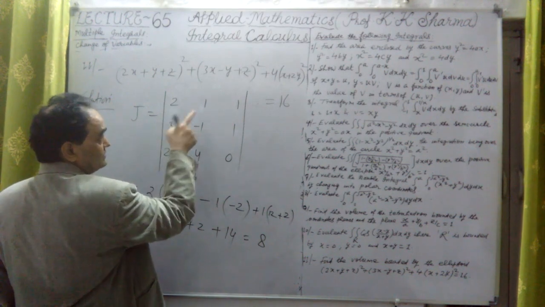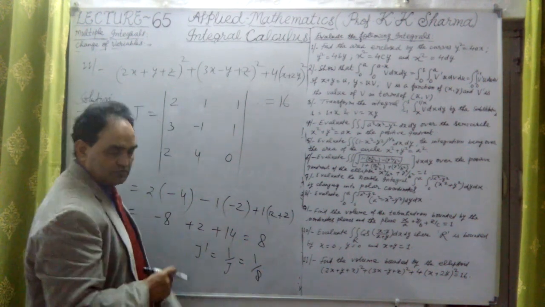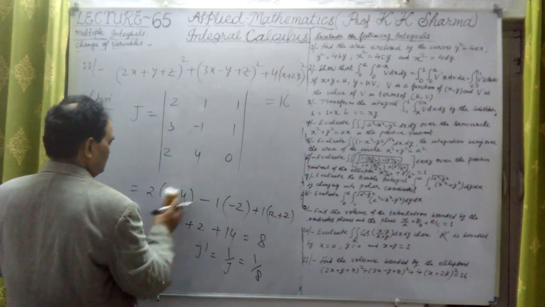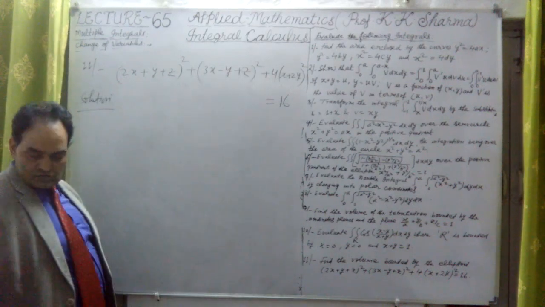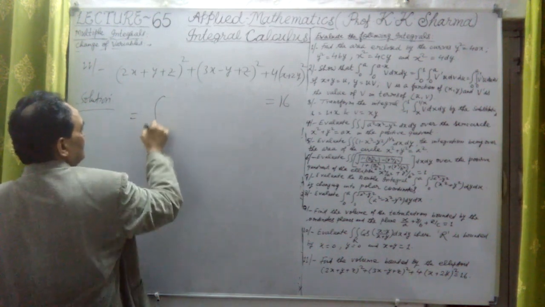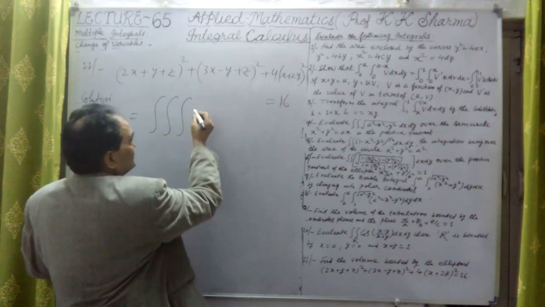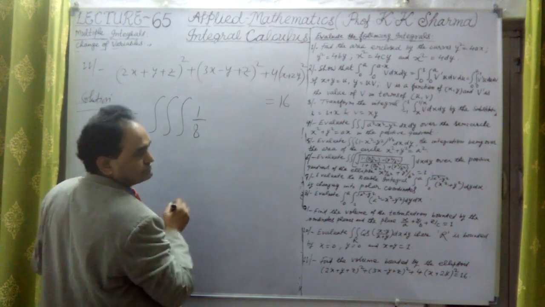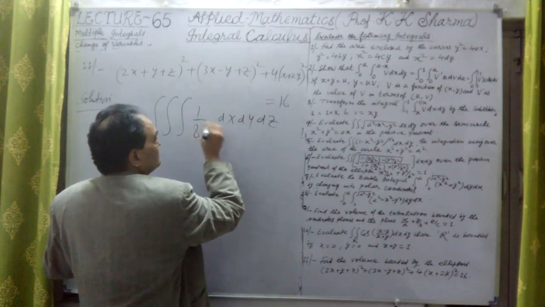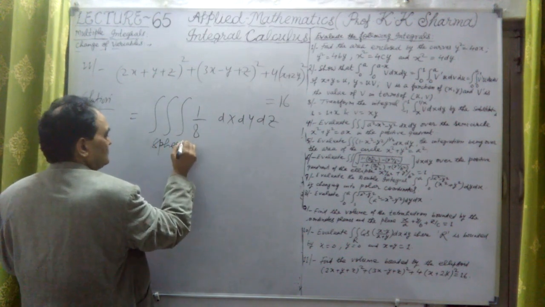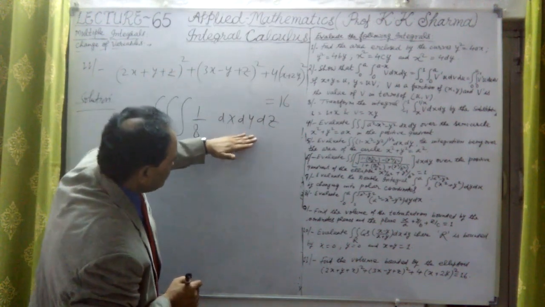So J or J dash we have to find out. J dash is 1 upon J, which is 1 by 18. So 1 by 18 we have to multiply. That is given to us. Therefore, for the ellipsoid, the volume will be 1 by 18 times the integral of dx dy dz over the sphere, the volume of the sphere. In this way, we have converted this x by z into the dF by dz. And we convert this into polar coordinates.